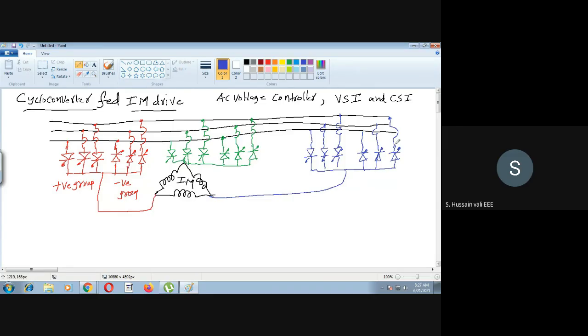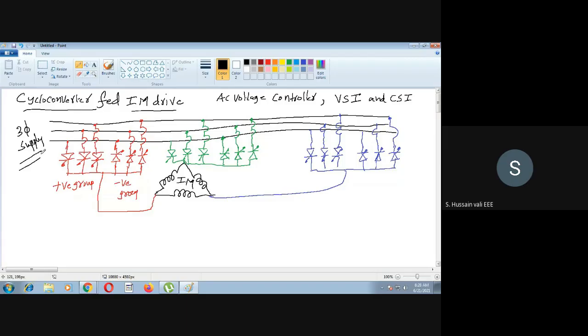I hope you can understand that the three black lines which I have drawn are the three-phase supply. This three-phase supply goes to the stator of the induction motor through a cycloconverter. Based on the switching style that we have studied in the case of the cycloconverter, you get different waveforms here, different frequency waveforms here. Okay, so I hope you remember this.